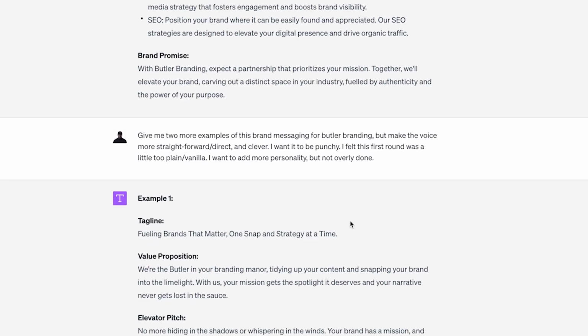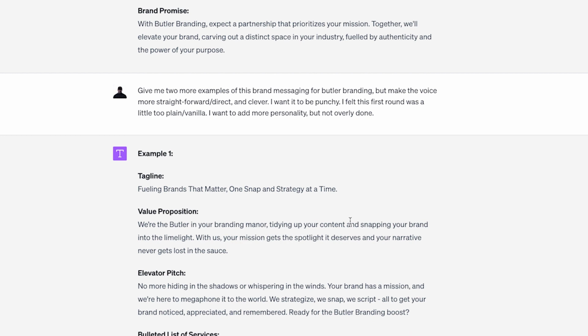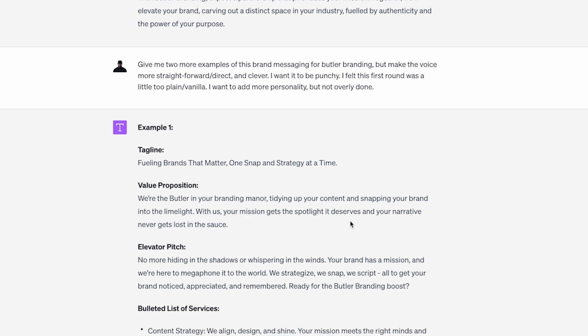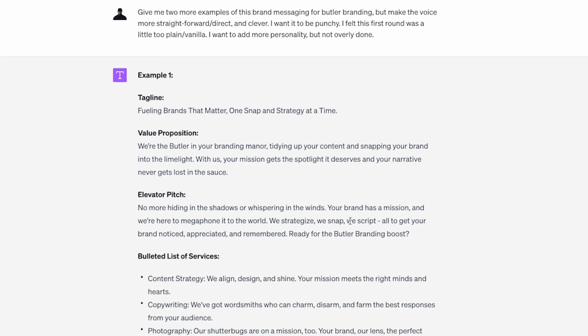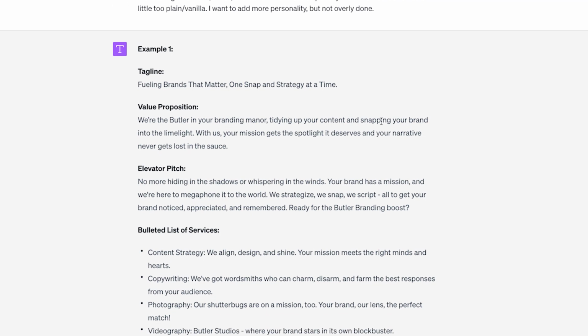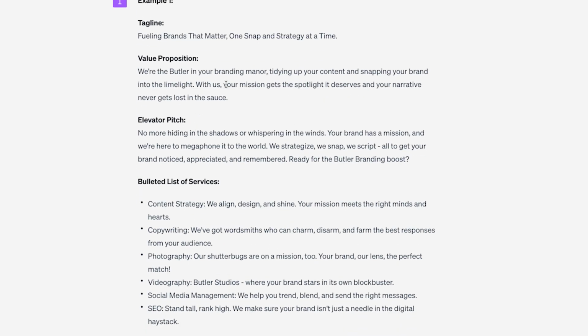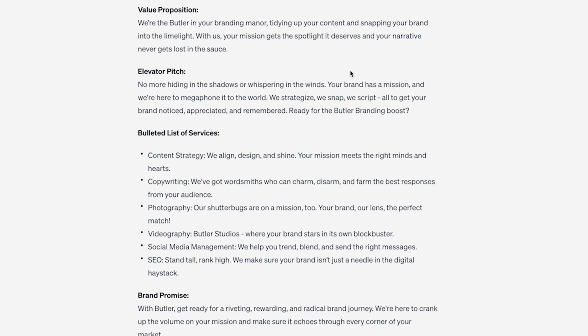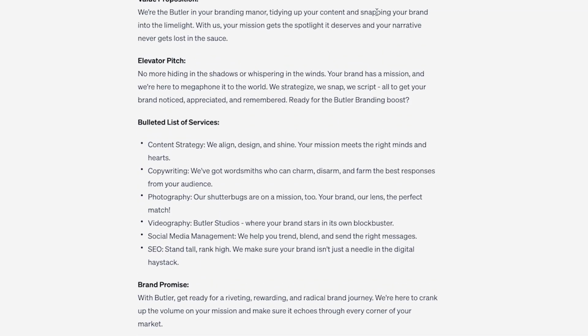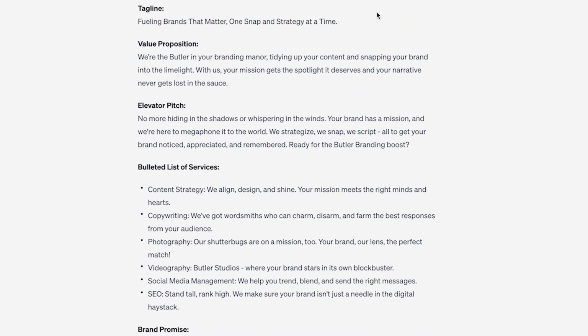I'm not going to read all of it, but again, it's getting us 85, maybe 90% of the way there, and then you could just keep nerding out and getting creative with this. So tagline example 1, fueling brands that matter, one snap and strategy at a time. Maybe. We're the butler for your branding manner. Ooh, I do not like this. Tidying up your content and snapping your brand into the limelight. With us, your mission gets the spotlight it deserves, and your narrative never gets lost in the sauce. I kind of like some of this.